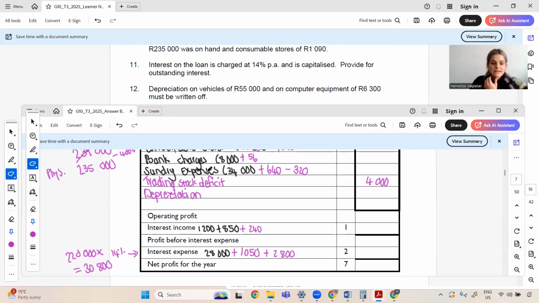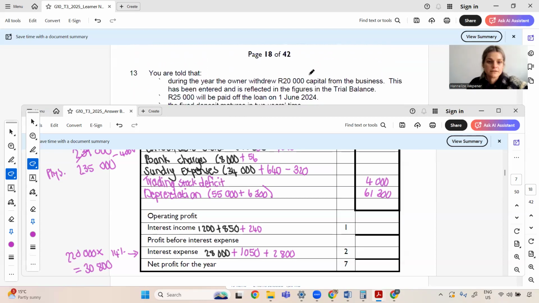Remember that your depreciation expense includes both vehicles and equipment. So we aren't going to show them separately here. It's shown separately in your SFP. So you debit the expense account, depreciation, and then you credit accumulated depreciation on vehicles and accumulated depreciation on equipment.